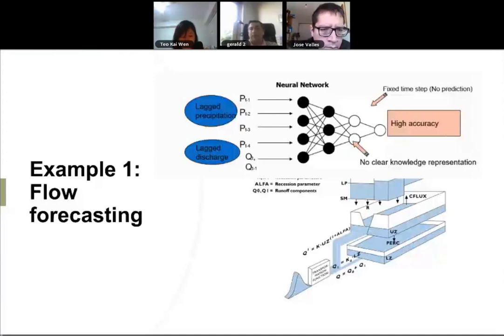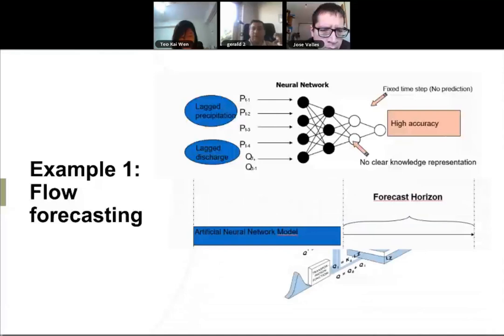What are the previous time steps, which are in fact the inputs of the normal conceptual model? What is the precipitation P at time t-1, t-2, t-3? So what's the lag precipitation? What is your lag discharge? And then what is the output of that? What is the discharge at the next time step, or what is the discharge at the following forecast horizon? And this is how the network learns the real system. And then when you use it in real operation, it will reproduce it.